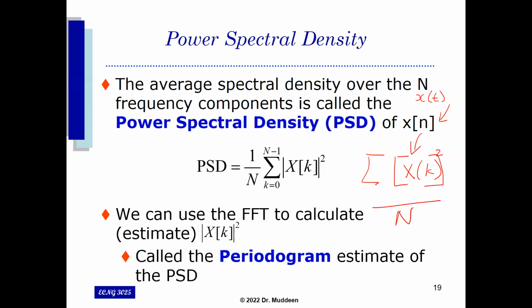And we can use the FFT now to give us an estimate of that, and we call that particular use of the FFT a periodogram. So what the periodogram does is that it evaluates this for us. When you take this signal, you do an FFT of it, you get all the X[k]s, you square them, and then you average it over N, and you create something called a periodogram of the signal, or the power spectral density of it.